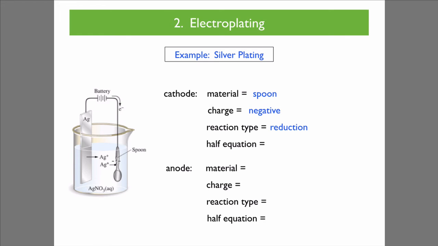The reaction type is reduction, and the half equation is the silver ions that are in the solution from silver nitrate, and obviously more silver is coming from here, being reduced to silver metal on the surface of the spoon. The anode is silver solid. It's going to be positive. It's being oxidized as the metal itself is moving into solution and giving up an electron.